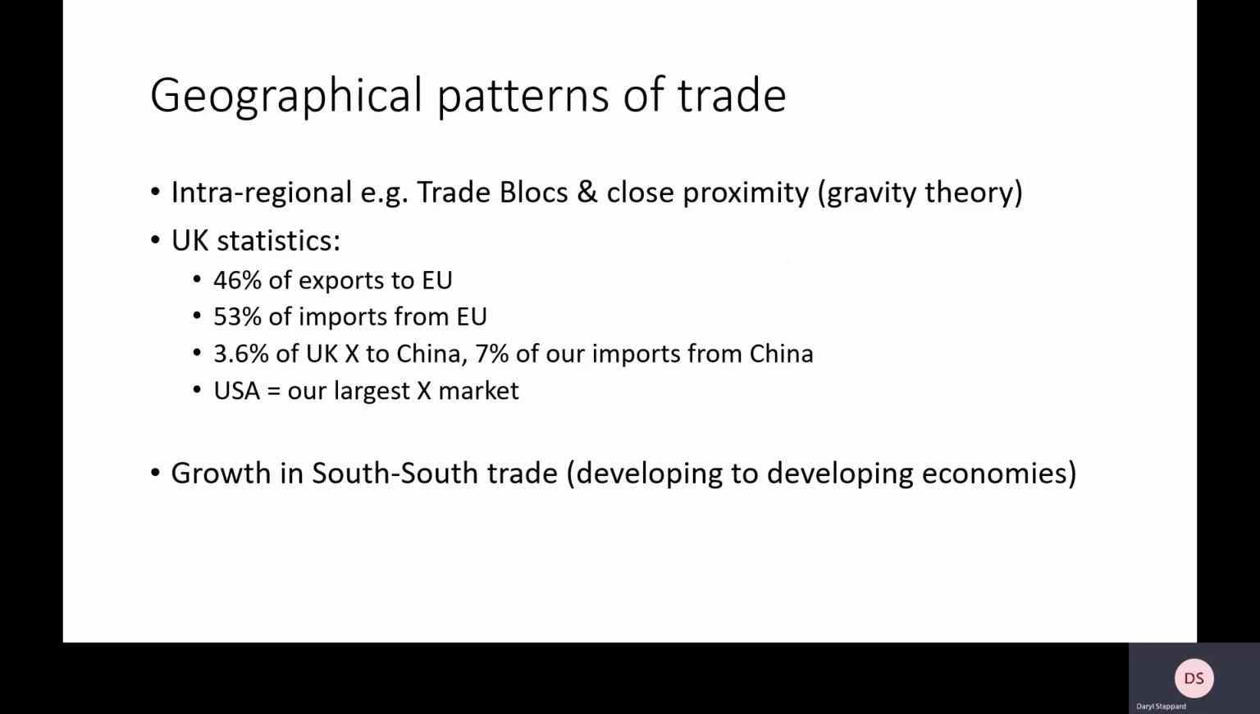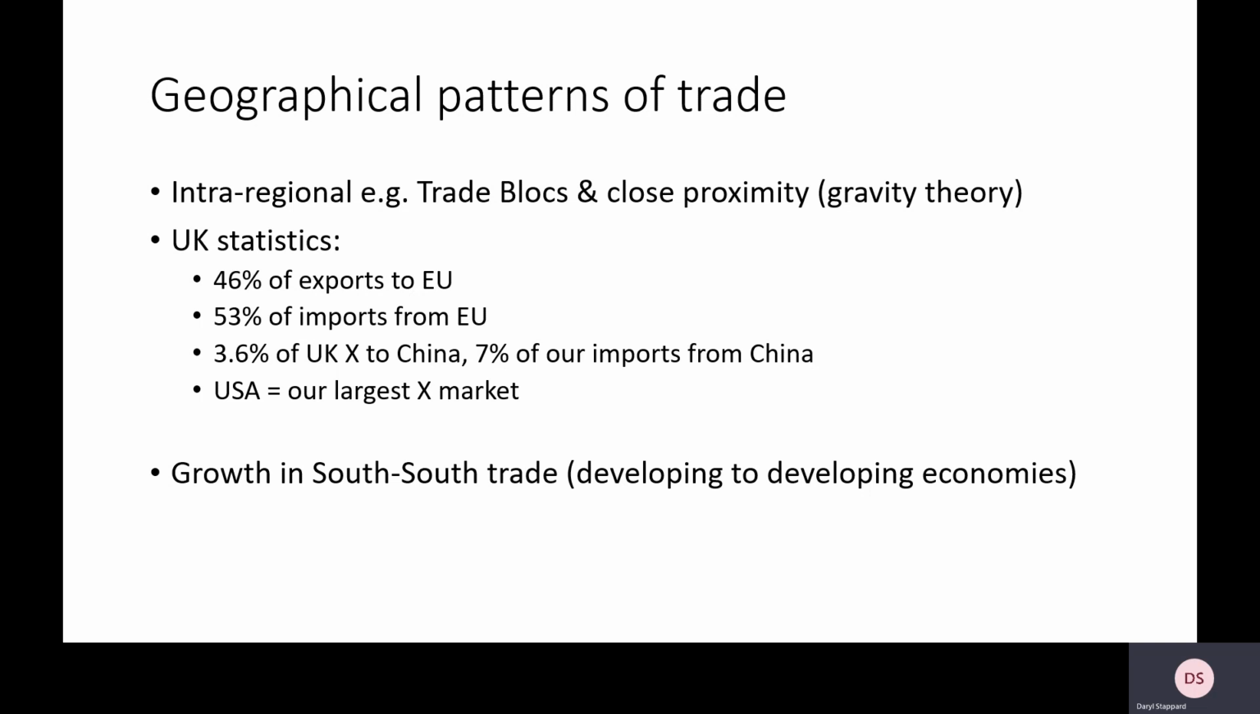Right, now geographical patterns of trade is looking at which countries trade with who. Now, what we tend to find is a lot of trade takes place on geographical terms. So, for example, we have something we call intra-regional trade. And this is where continents genuinely trade with other countries within their same continent. And there are two different main theories of this. One could be trade blocs.